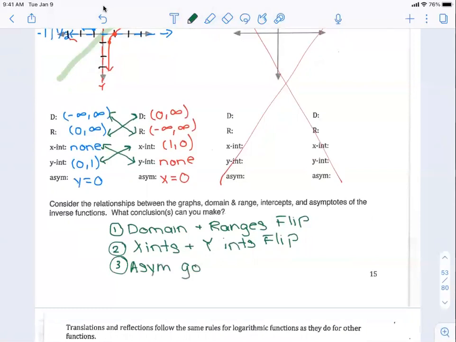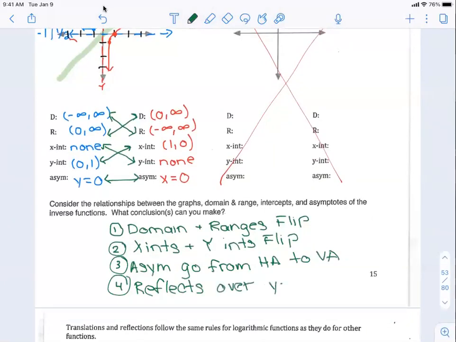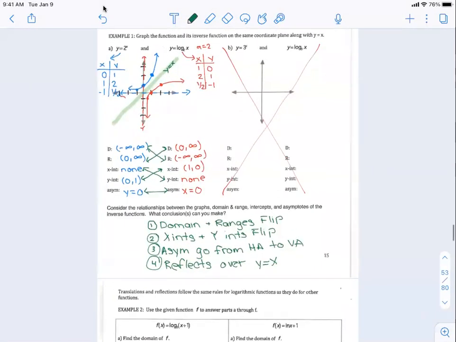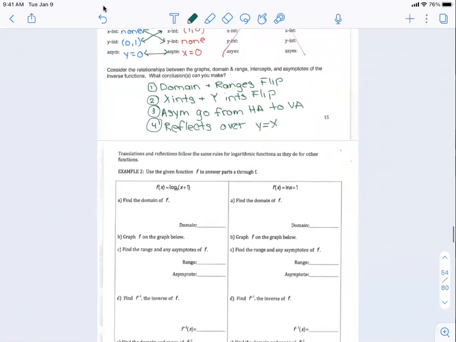So asymptotes go from vertical or horizontal, whichever way you want to think of it, horizontal asymptote to vertical asymptote. And there's one more thing, is that you can notice, obviously, that it reflects over y equals x. So if we did that again, it would have looked very similar to part A. So we're going to go ahead and do a few examples together.